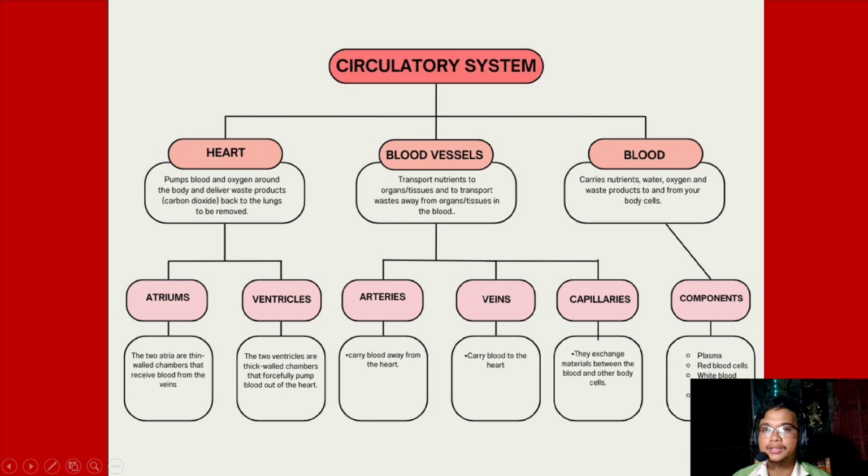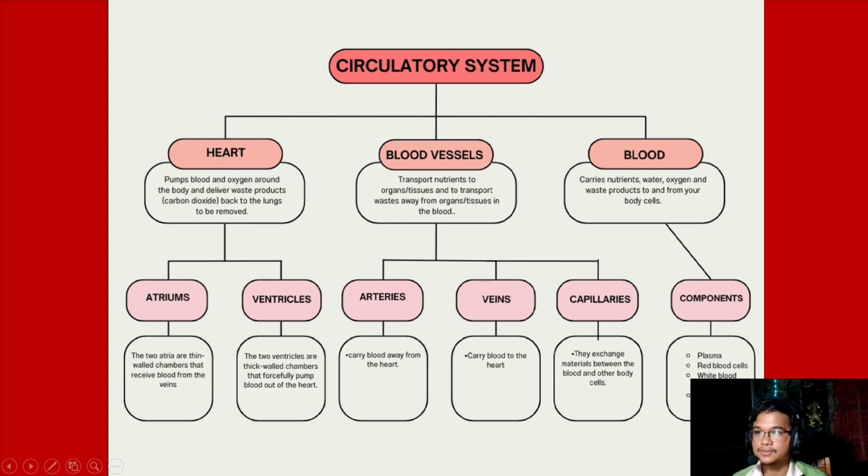The heart has four chambers, which are the atriums and the ventricles: the left and right atriums and the left and right ventricles. Generally speaking, the atriums are thin-walled chambers that receive blood from the veins, and the ventricles are thick-walled chambers that forcefully pump blood out of the heart. So these are the four chambers.